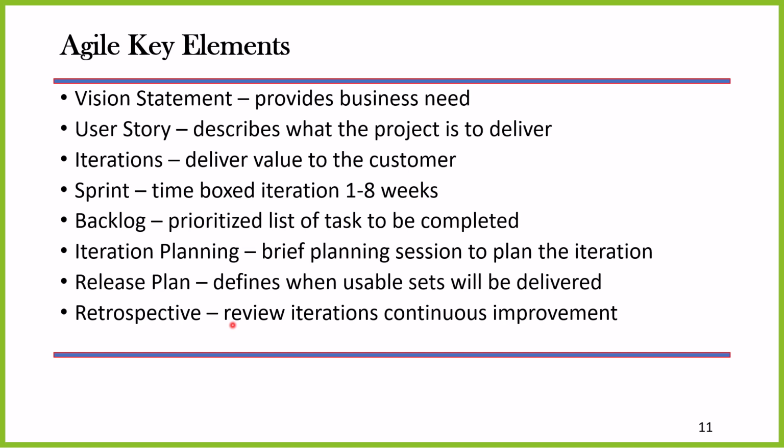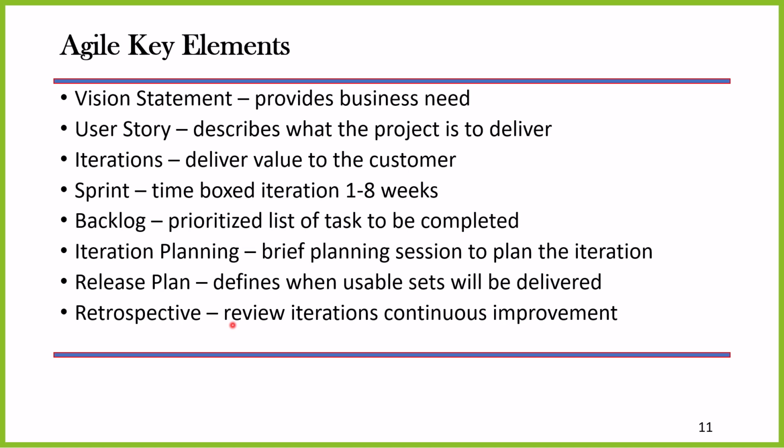The backlog we talked about is the prioritized list. That's what we're working on. That is the user stories that we are executing. Iteration planning. This is one of the very few planning events that we do in an Agile project. Basically, in an iteration planning, we will plan that iteration, what stories go into it, and what value we're going to be delivering, and so forth. Very, very brief planning session.